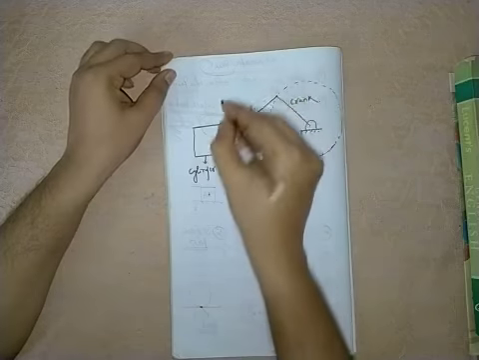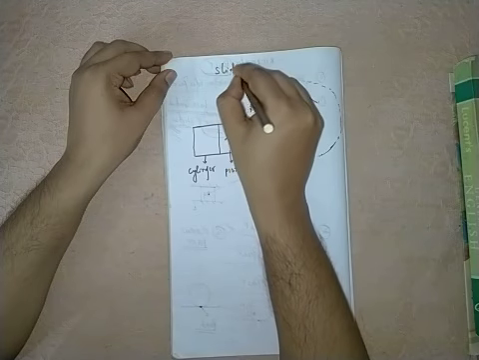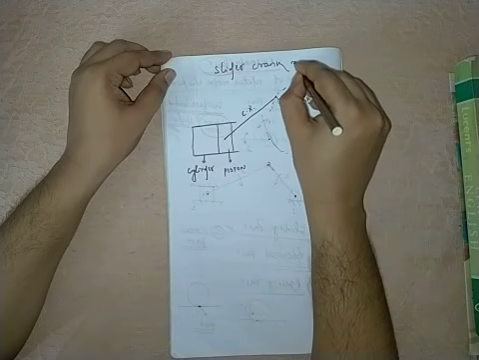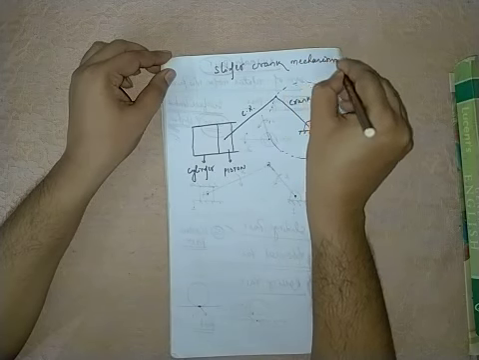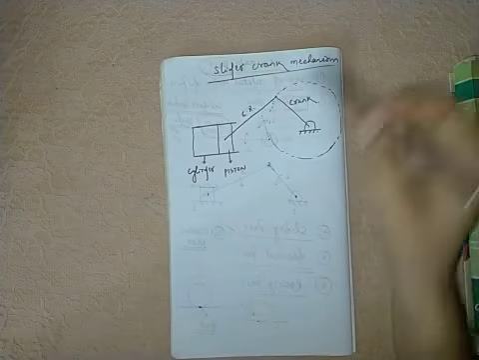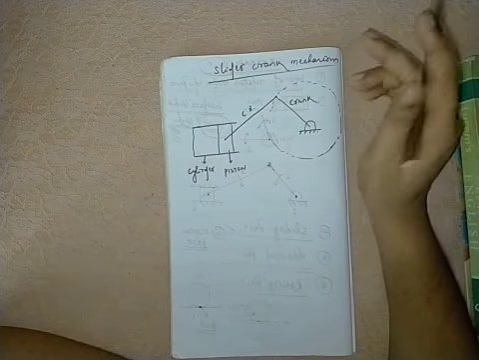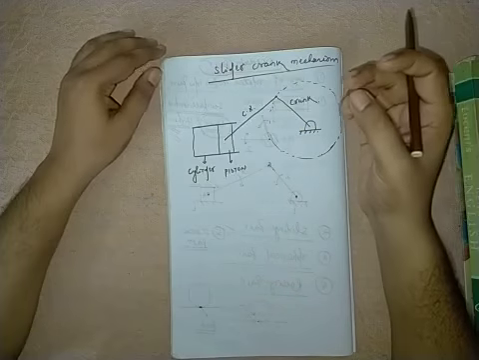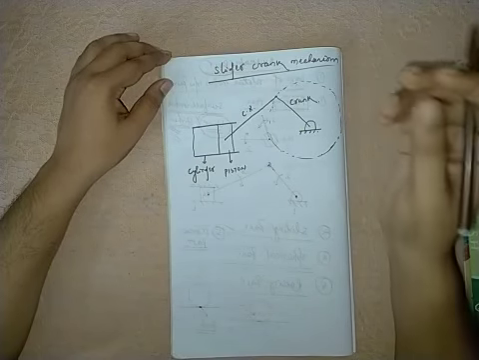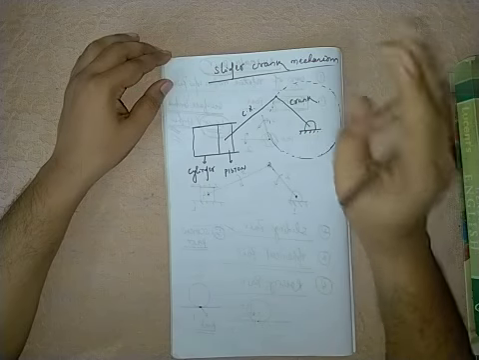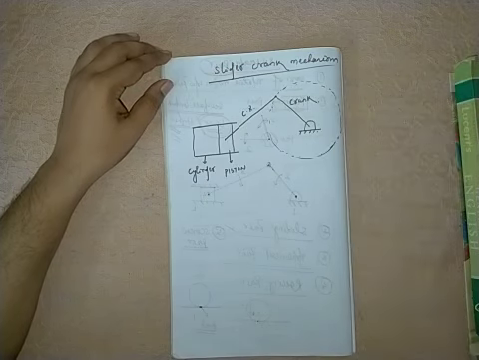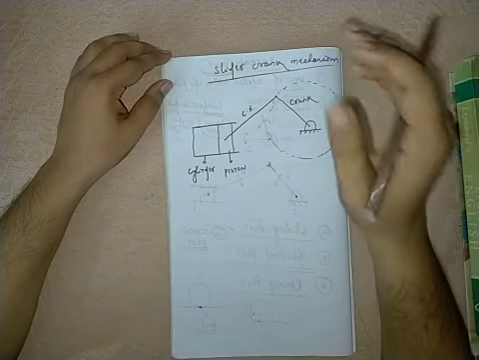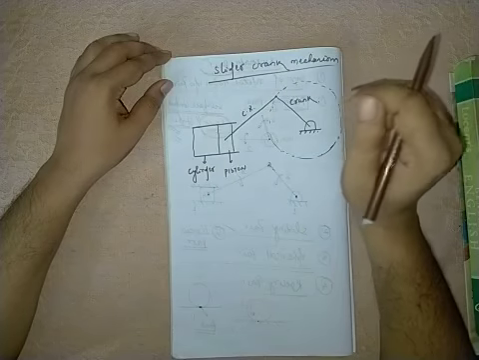So next we will start the slider crank mechanism or slider crank chain. As you can see here, a single slider crank chain is a modification of the basic four-bar chain. It consists of one sliding pair and three turning pairs. You have to remember that point. It is usually found in reciprocating steam engine mechanisms.